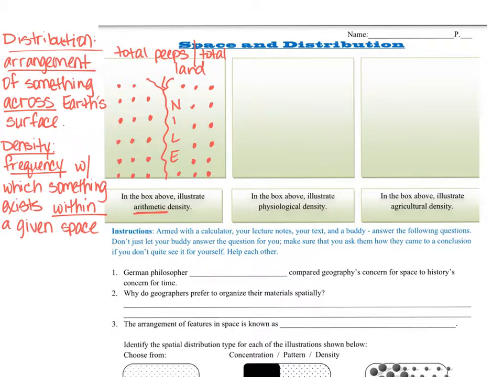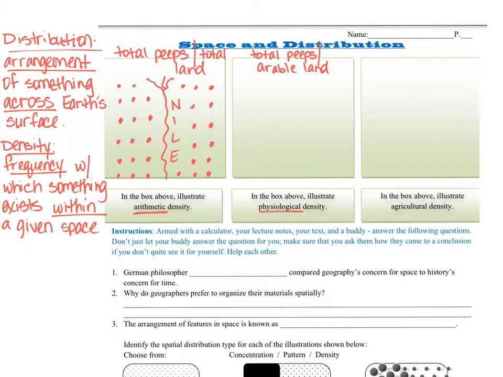Now physiological density, we get a little more of the picture. For this one, we're still taking all the people, so still all the people the country has. Except now, instead of dividing it by all the land, we only divide by the arable land. What's arable land? It's the land that you can plant on. You can grow stuff on it. We try not to live on the land we grow stuff on because, food.